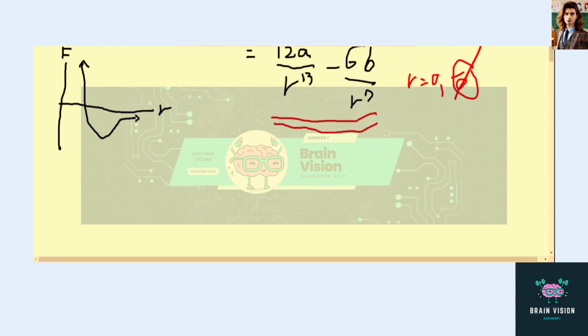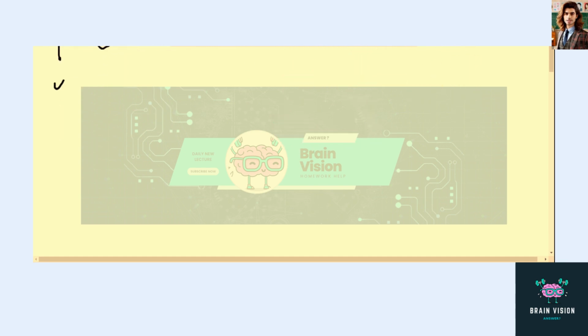Now to graph the potential with respect to r, we would have to graph something that looks like this. Again, not touching r equals 0, because r cannot equal 0. No 0 in denominators. Great.